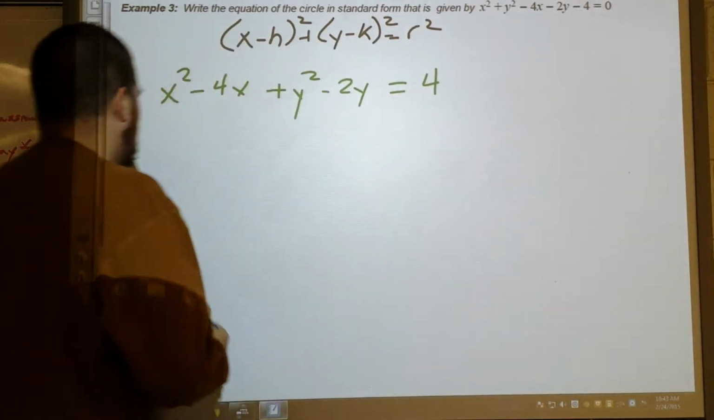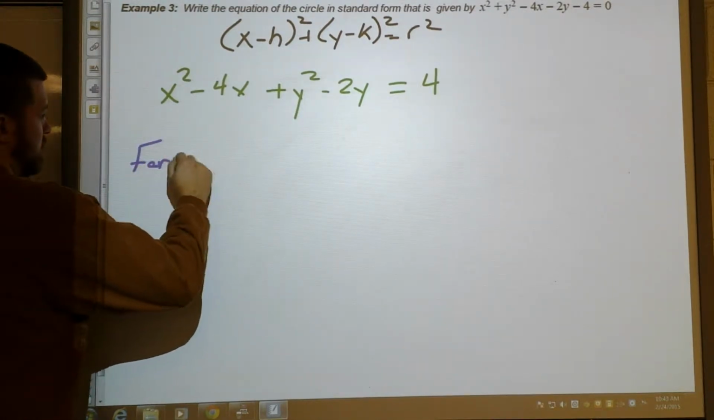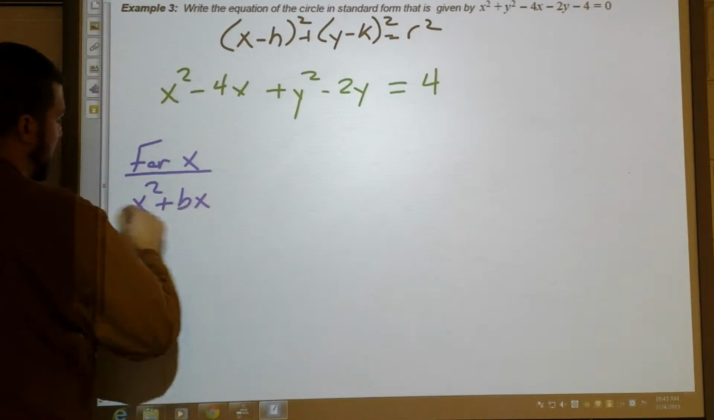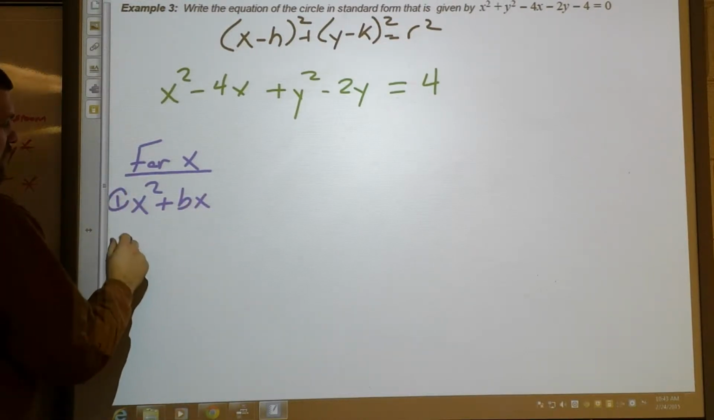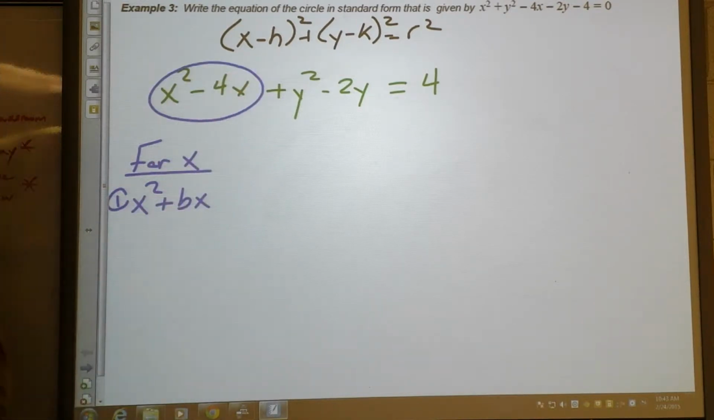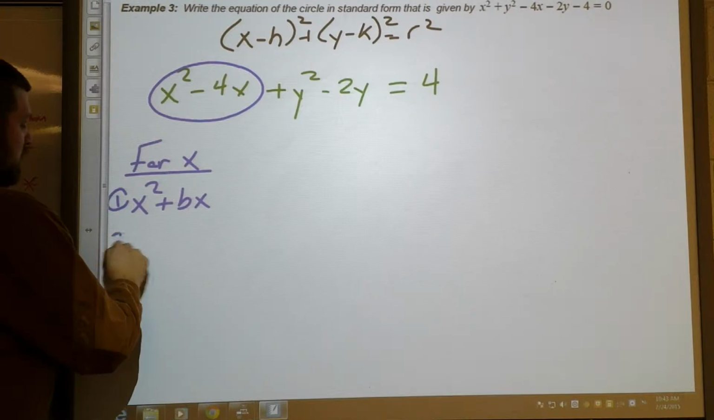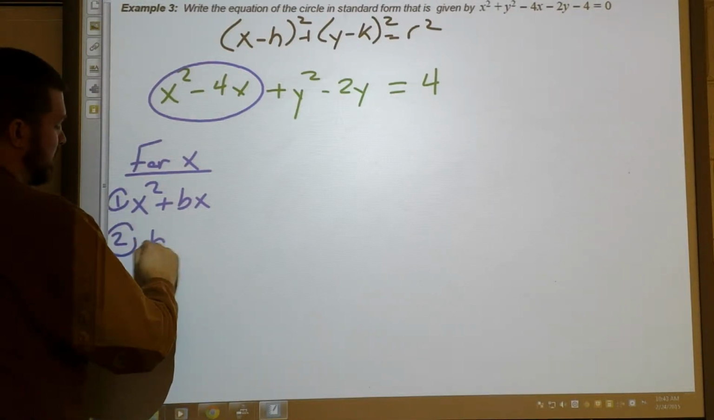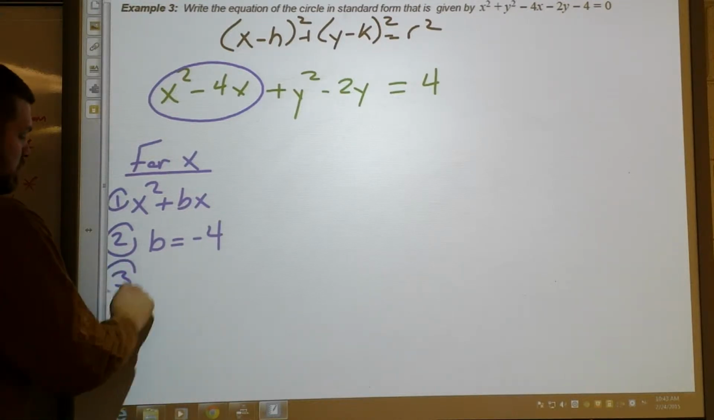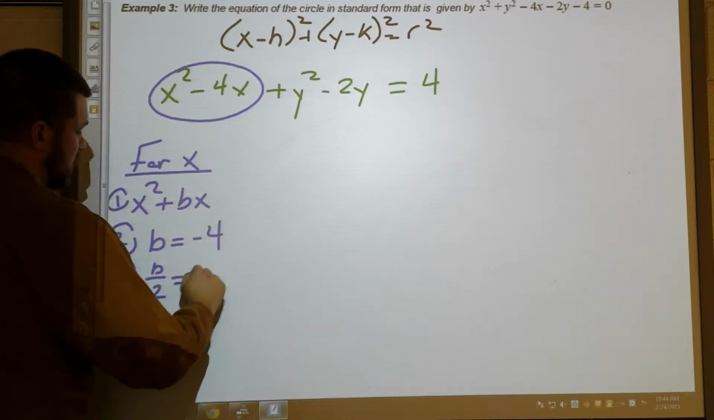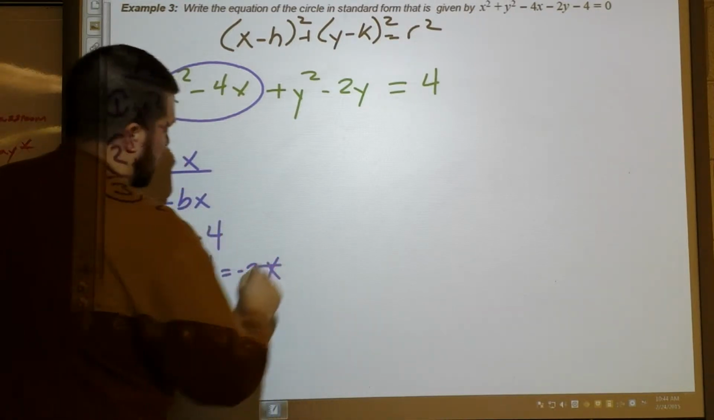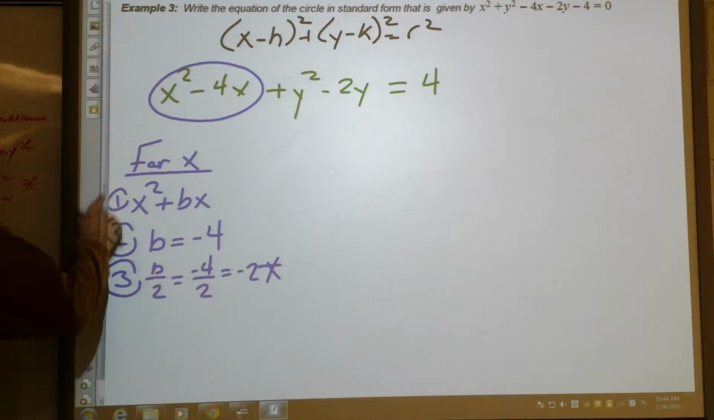So first, for x's, I need x squared plus bx by itself. So what I have, I've already done that right here. X squared plus bx by itself. Now I know what b is. So b is negative 4. Once I know what b is, I'm going to divide it by 2. So b divided by 2 is negative 4 divided by 2 for the x's, which is negative 2. I'm going to put a star next to that because that's going to help me out in just a moment.